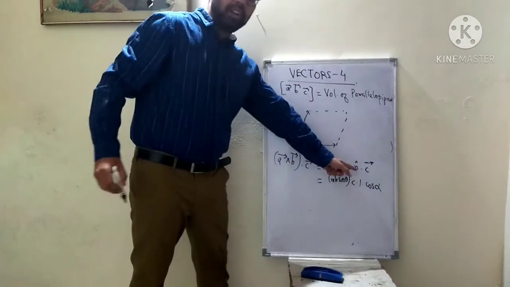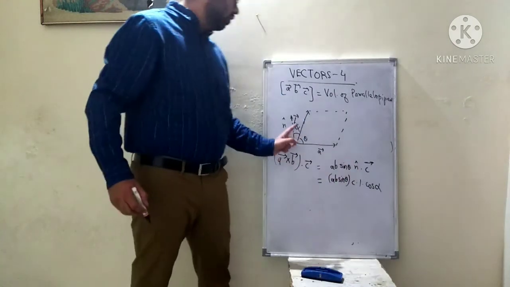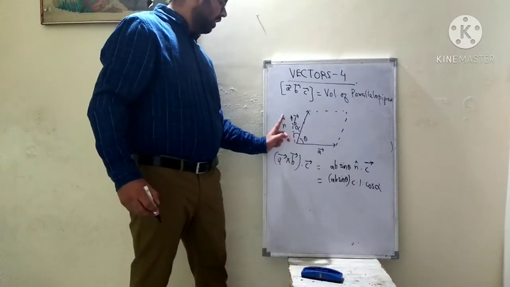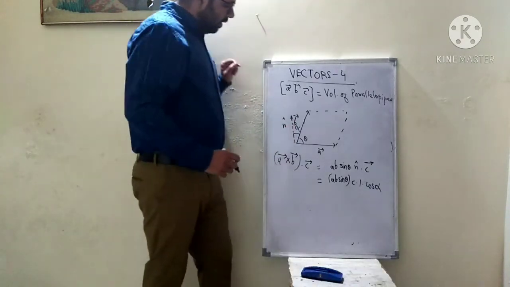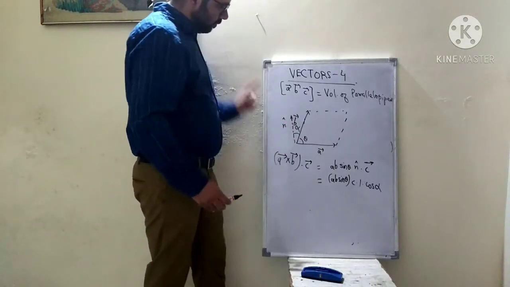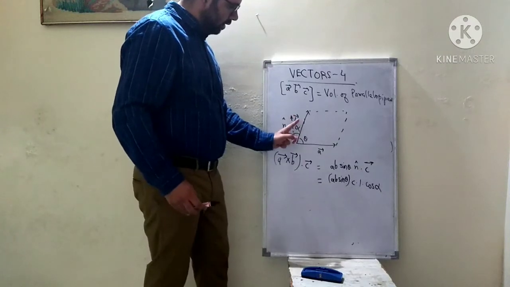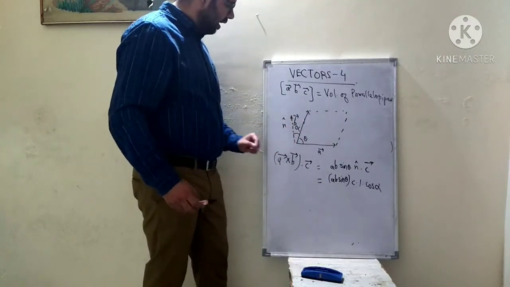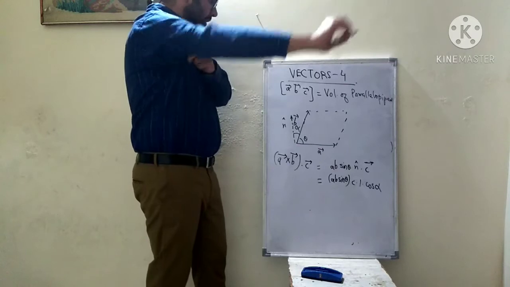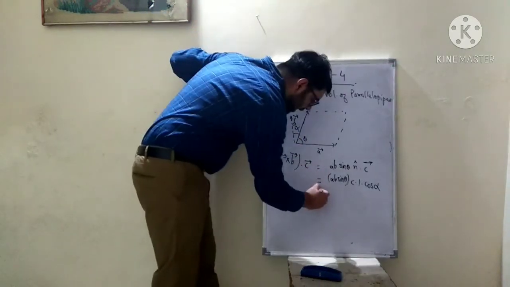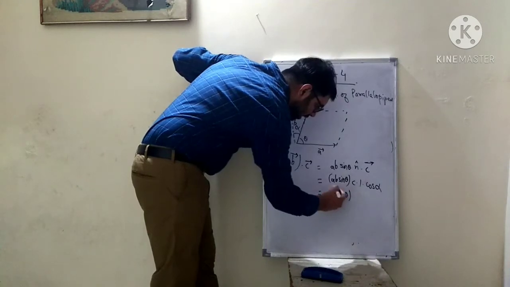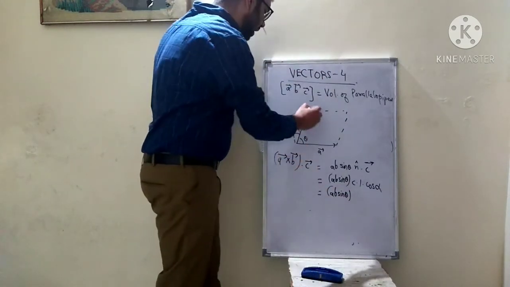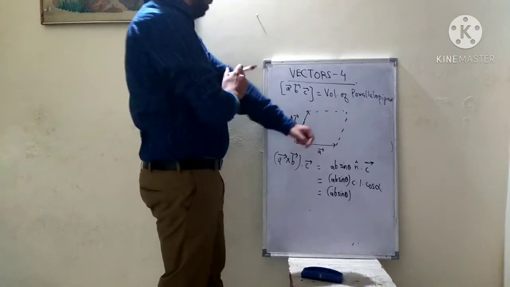N cap is a unit vector, so the magnitude of n cap will be 1, and then cos of alpha, because alpha is the angle between this c vector and n cap, right? So I can write this as AB sin theta, and then c cos alpha will become the height for this.